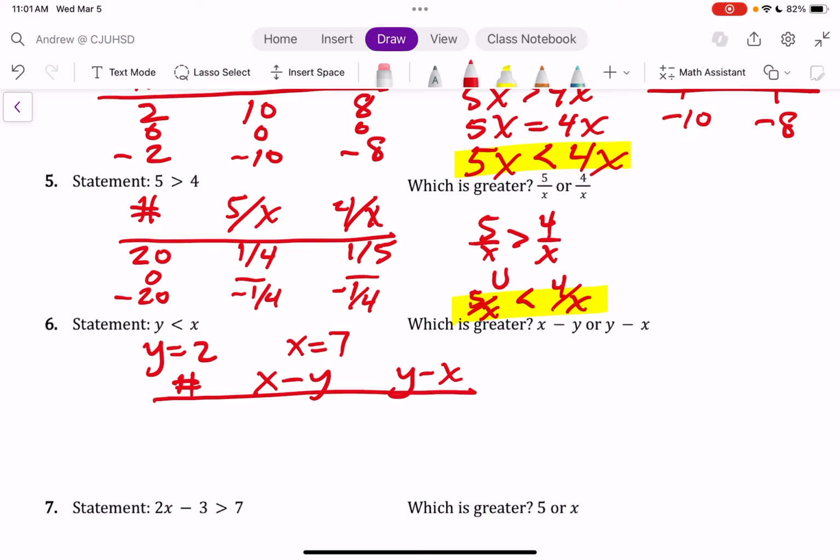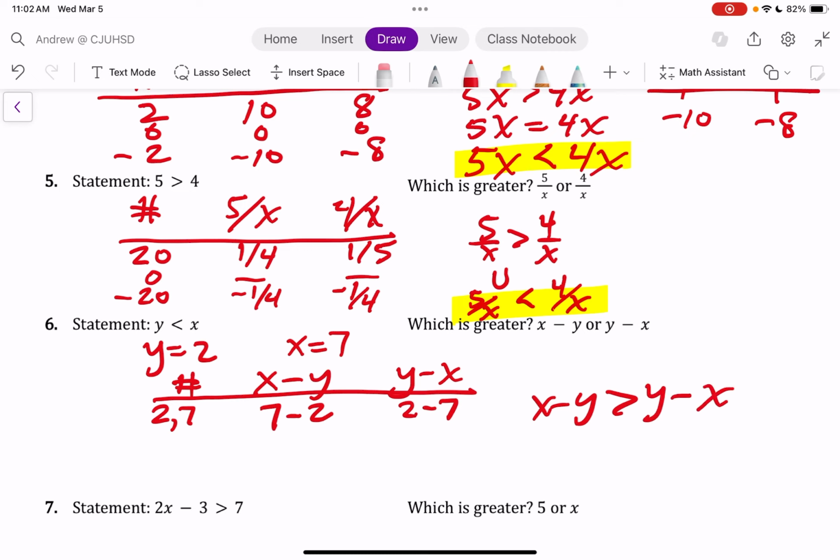If I choose a positive, well, I've chosen 2 and 7. So if I use 2 and 7 and I do x minus y, I get 7 minus 2. And for y minus x, I reverse it. I get 2 minus 7. That's 5 for x minus y and negative 5 for y minus x. And so the bigger one, well, let me do it on the same level. x minus y is greater than y minus x.